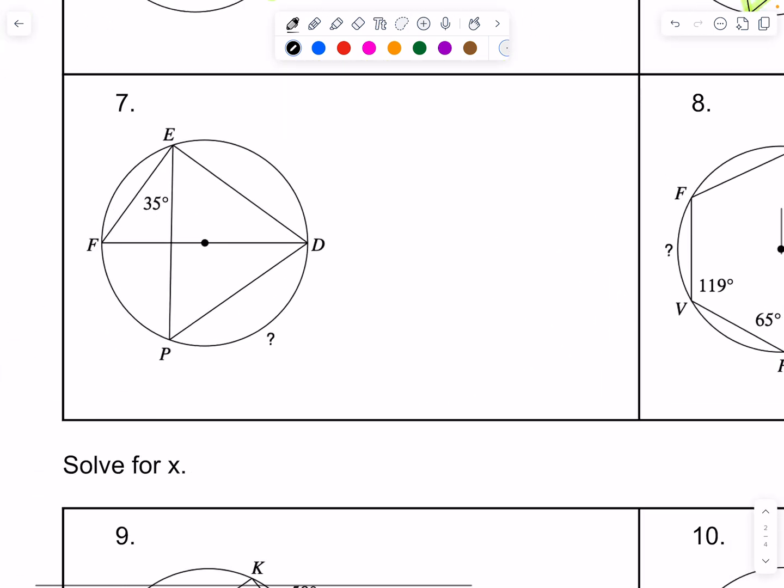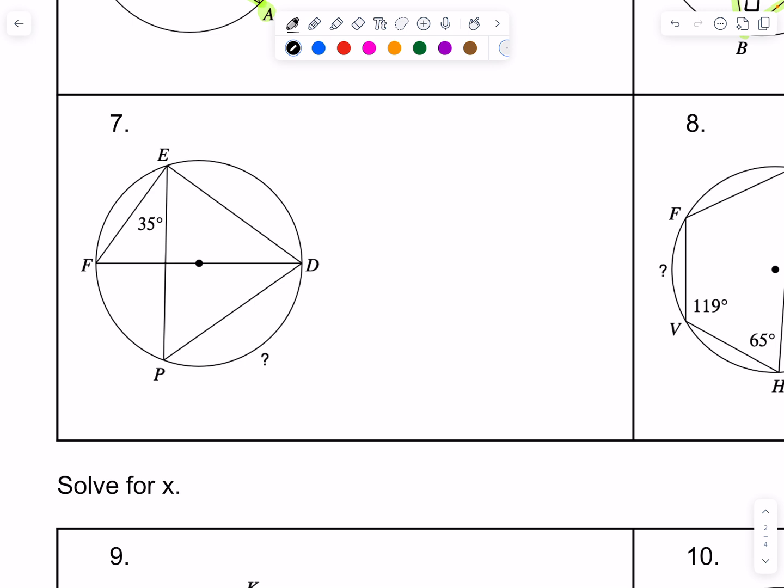Number 7. Number 7 is a good one. Again, this is one of those where you might have to see different avenues. I'll show you the way my brain thinks of it. What I notice here is that I'm trying to find arc PD, the measure of arc PD. If I look at the inscribed angle for that one, that's angle PED or angle DEP. So if I can find the measure of angle PED, that's going to help me figure out arc PD or DP.